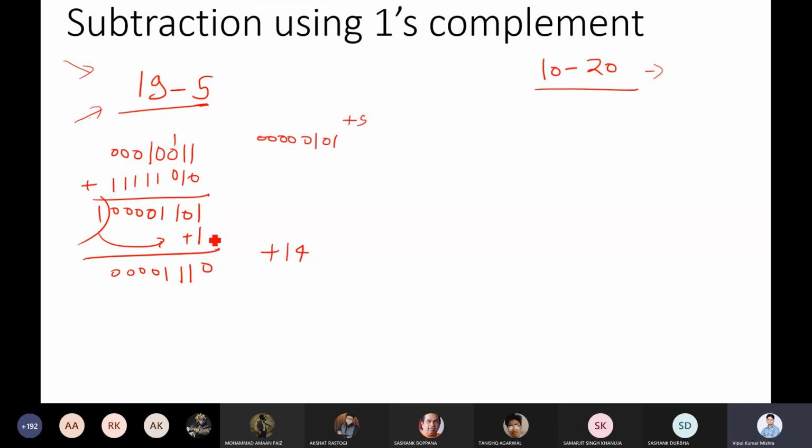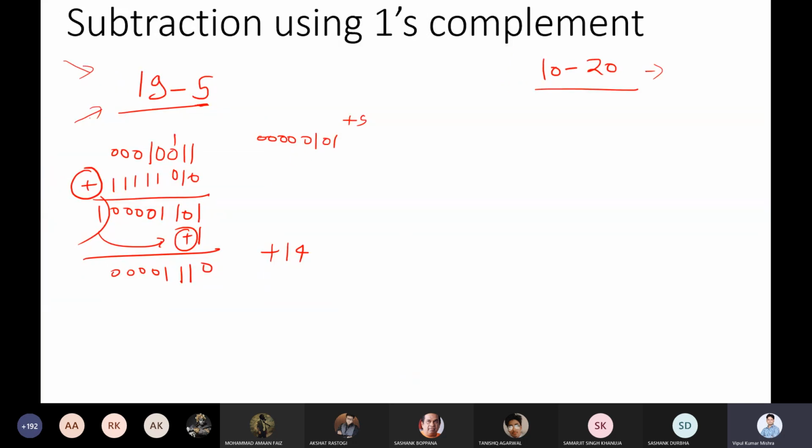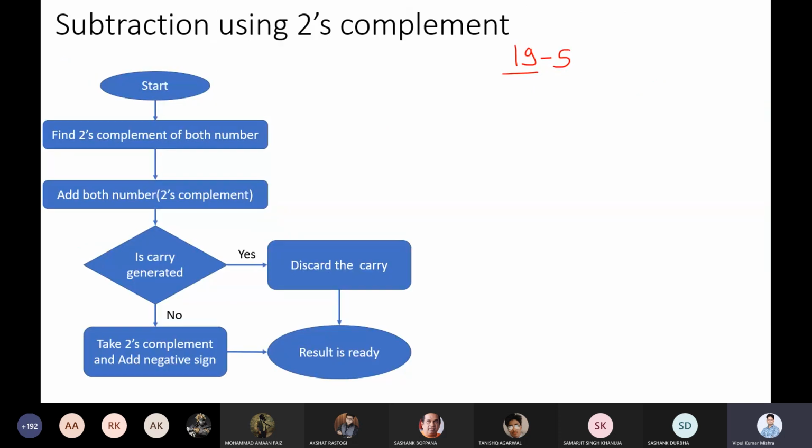Now, one important point to notice. Here you are doing a plus, and then if carry is there, then another plus. Now let's look into the 2's complement. Same question, 19 minus 5. So let me take 19 minus 5 here. What will be the 19? It will remain the same as it is here, 0 0 0 1 0 0 1 1.